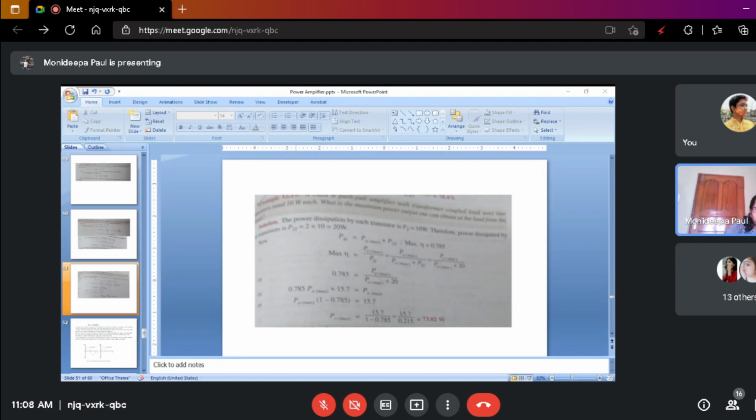Complete? Yes, ma'am. Okay. So here in this problem, you see that power dissipation of each transistor is 10 watt. So in push-pull configuration, 2 transistors are required. So total power dissipation of the push-pull power amplifier is equal to 2 into 10, that is 20 watt. You write in your copy.